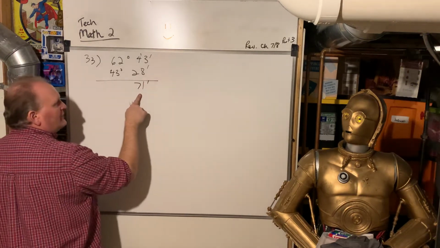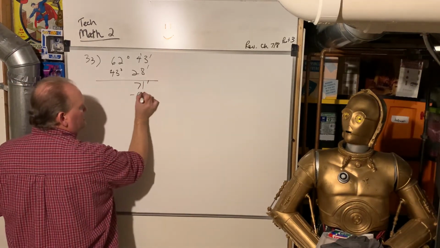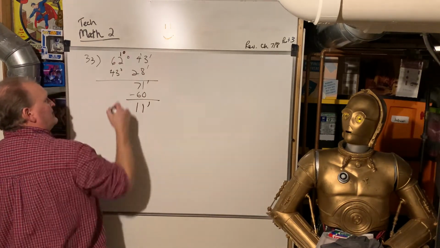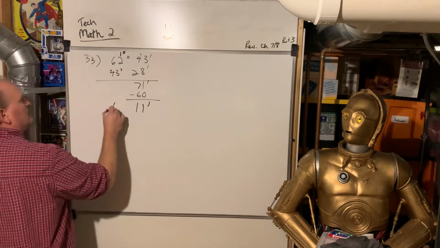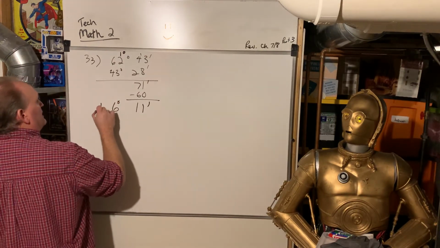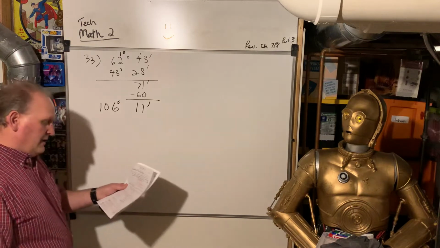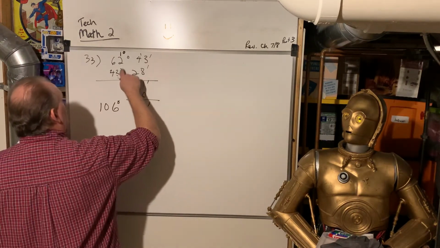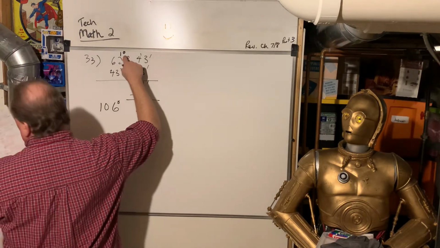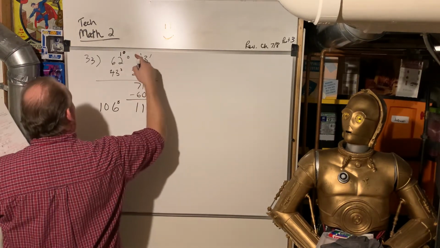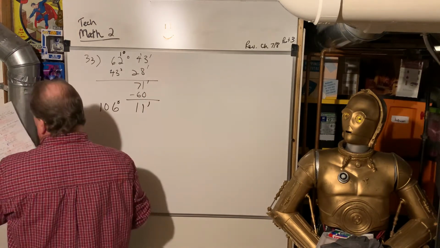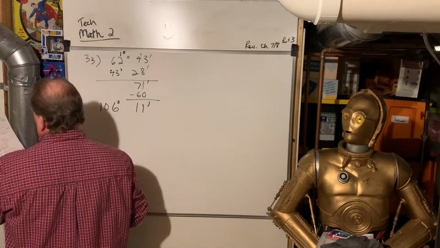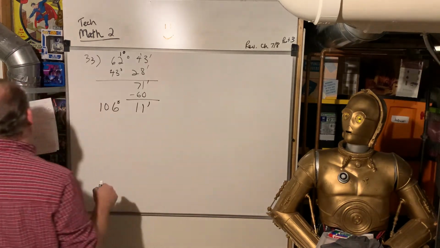That's not cool. We can't have it over 60. So you subtract 60 off, 11 minutes, and that adds 1 degree up there. So 106 degrees, or wait, did I add them? 3, 4, 5, 6, or did I write it down wrong? 28, 28. No, I did it right. So 106 degrees. Oh, we're not done yet.